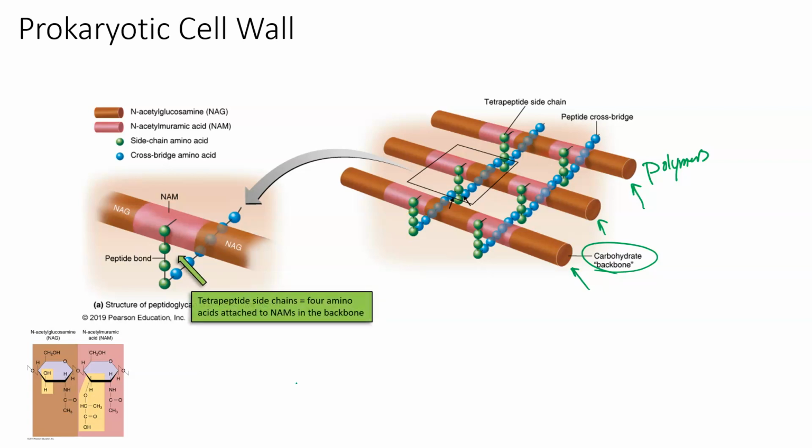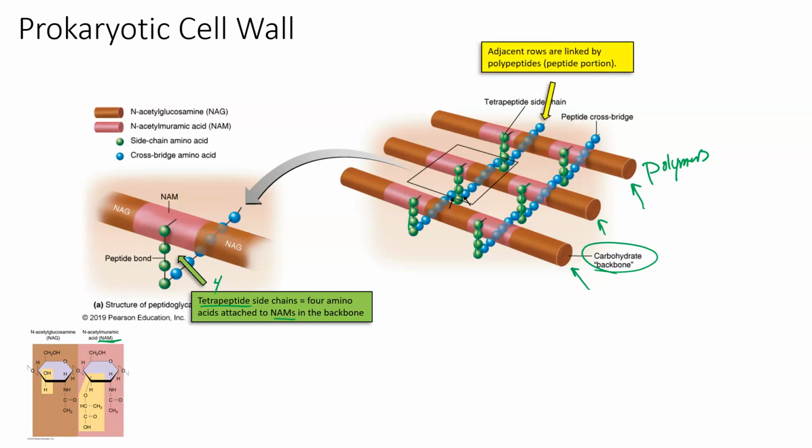Okay, so the peptide bonds are going to hold the individual peptides together, but these tetrapeptides, tetra means four. Okay, so it is a protein that is composed of four peptides, four individual amino acids, attached to NAMs in the backbone. And so you'll see that they would basically be attached to all of these salmon-colored N-acetylmuramic acid dimers. Okay, so these tetrapeptides are always going to be attached to this salmon-colored NAM dimer.